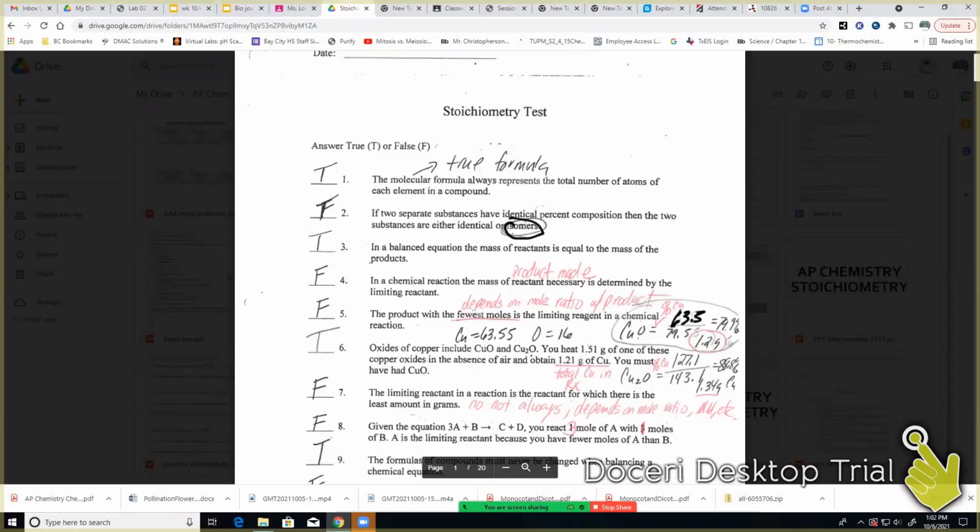Which had to be copper oxide. And remember, the limiting reactant is not always the one that has the least grams. We found that out, but it really has more to do with moles, and then it has to do with the mole to mole ratio. So it's hard to make that big judgment call unless you see the whole reaction.